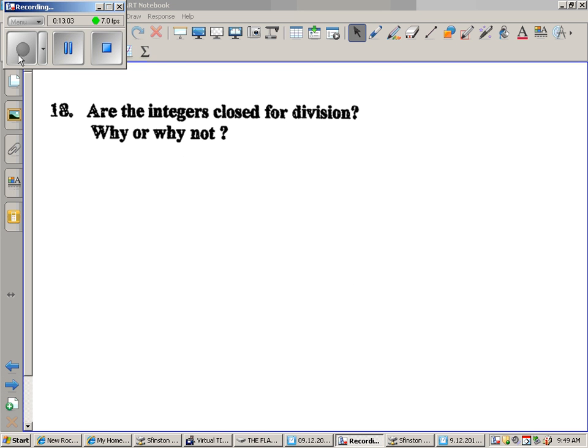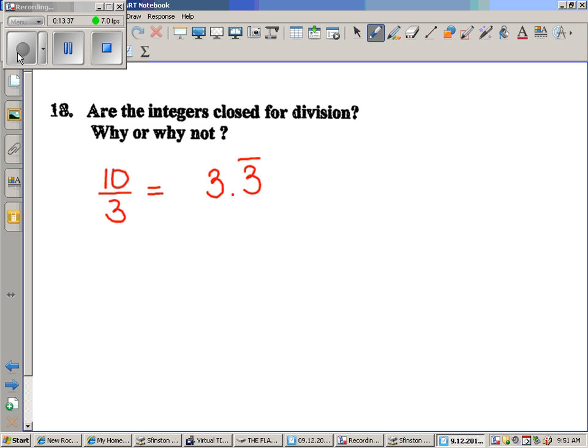Okay. Let's take care of some properties, some ideas that you might necessarily not know about. Are the integers closed for division? Why or why not? Does anybody know what this idea of closure means? It has to do with sets and whatnot. Yeah, so the integers are all the whole numbers, positive and negative plus 0. And if you took two of them, let's say, for example, 10 and 3, 10 divided by 3 is, I think, 3 1/3. Is that true? Right? And that's not an integer.